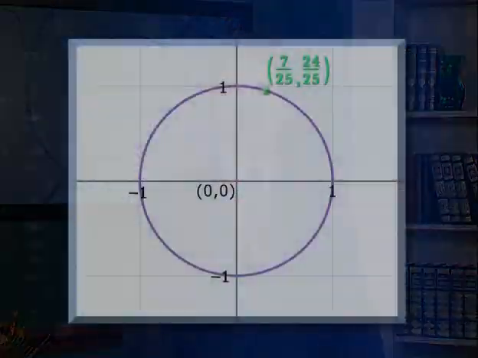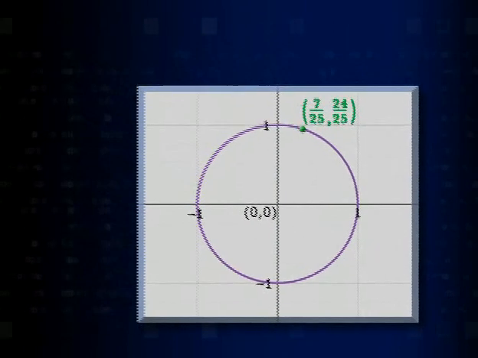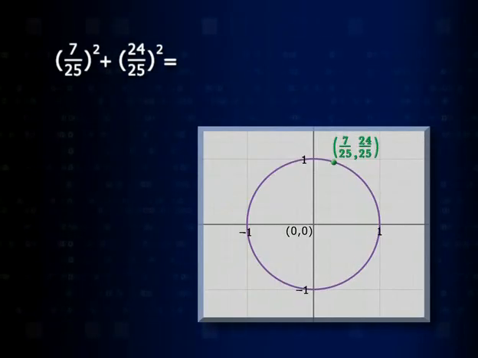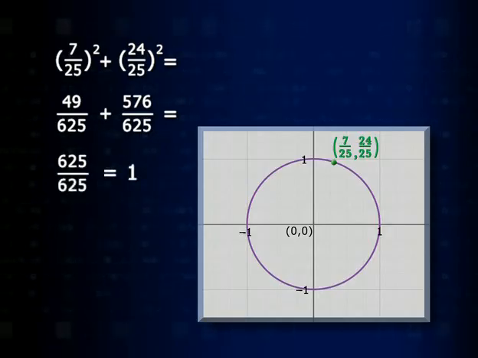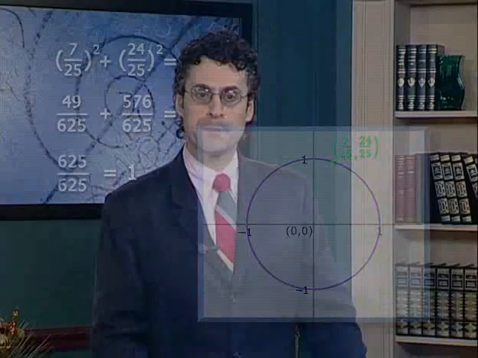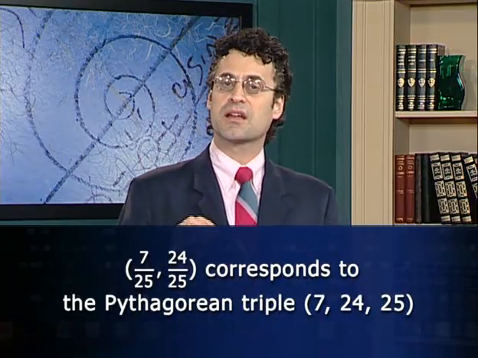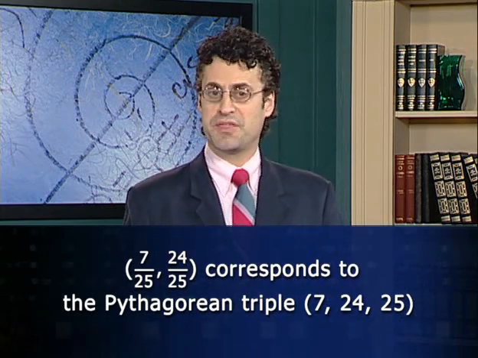For example, the rational point 7/25, 24/25 is a rational point on the unit circle. And we can just verify that by taking 7/25 and squaring it and adding it to 24/25 squared. And we'd see 49 over 625 plus 576 over 625. We add them happily, we get 625 over 625, which is 1. It's a point on the circle. Well, this point corresponds to the Pythagorean triple 7, 24, 25. 7, 24, 25 is the Pythagorean triple.